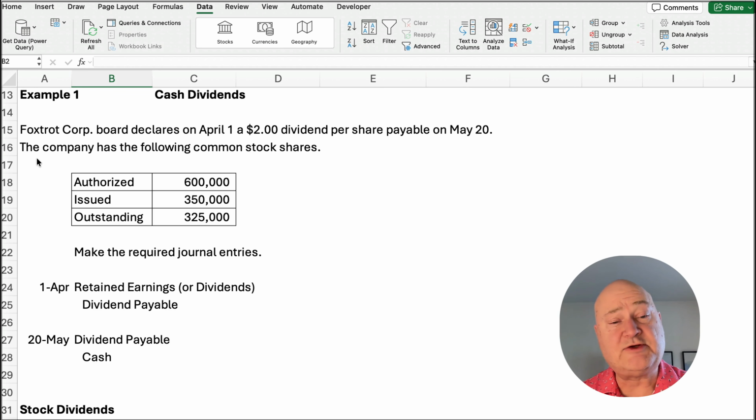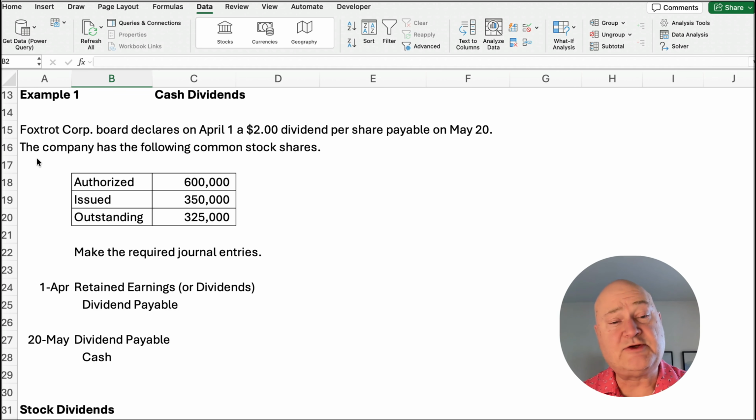25,000 shares have been repurchased, looks like. So the outstanding is we have 325,000 that are still owned by the stockholders. The difference in the 350 and the 325 is going to be treasury stock. So treasury stock is stock that has been issued, was sold to the public, and the company repurchased some of those shares, so it no longer represents ownership.